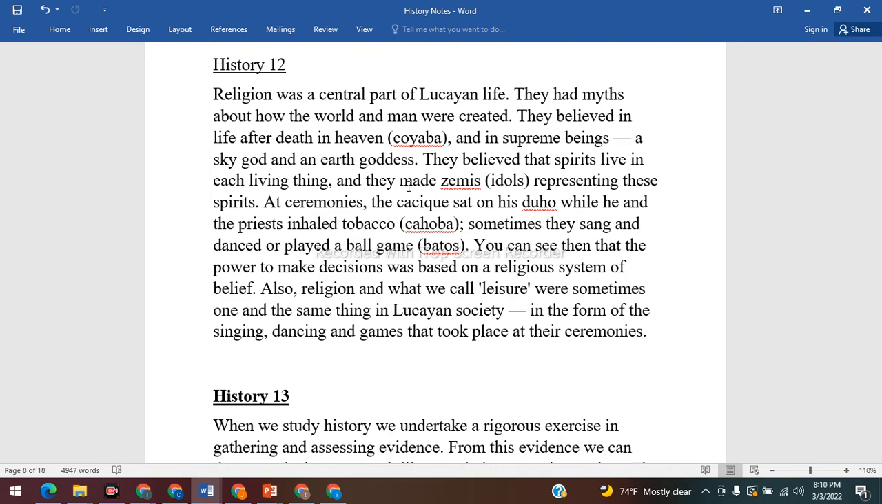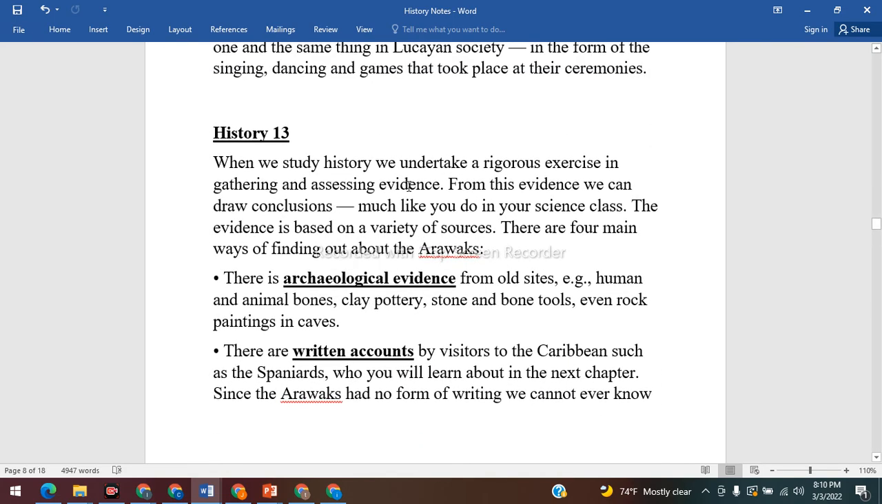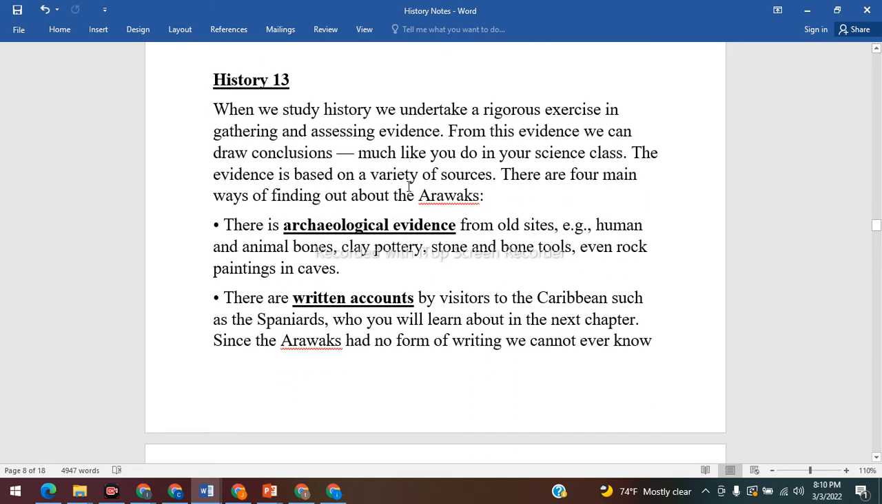And then the final thing that we did was we said, okay, well, how do we know about these Arawaks? How do we know what can give us clues about the Lucayans and how they lived? We talked about four ways. We talked about archaeological evidence, when you dust up those things and you dig and you find bones and pottery and stuff. We talked about written accounts, and we said that written accounts could be kind of queasy because it's like, do we really want to believe what the Spaniards said about them?